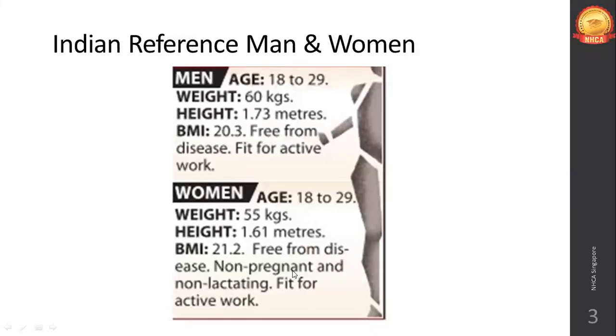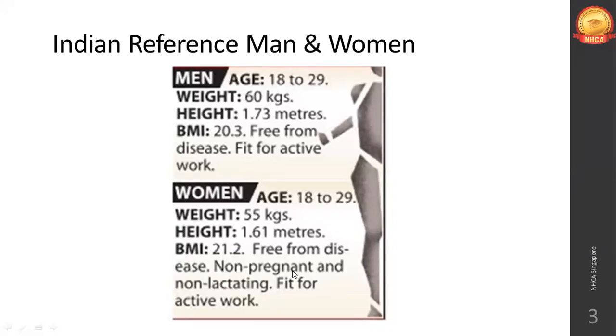Next, coming to the Indian reference man and woman. Based on these statistics, the majority of our RDA has been established. The RDA that ICMR has given is mostly established on this particular Indian reference man and woman. This does not mean that every man and woman in India should be in this particular category. No, this is where the majority of the healthy adult Indian population lies.